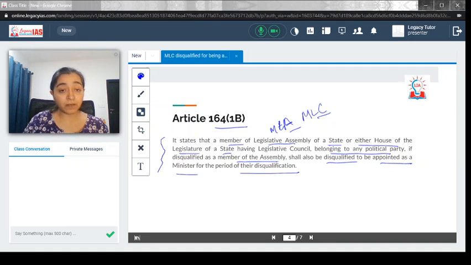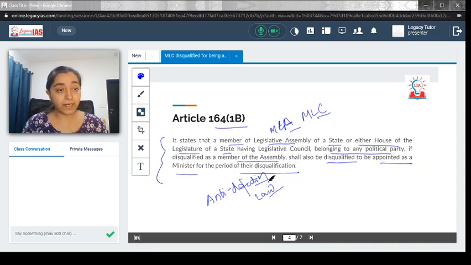So this is what Article 164(1)(b) says: if a person is disqualified under the anti-defection law, then for the same period they cannot become a minister. A member who is disqualified under the anti-defection law remains disqualified until that period is reduced or done away with, and they cannot become a minister. So disqualification from being a member also means disqualification from being a minister. This is the major content of Article 164(1)(b).